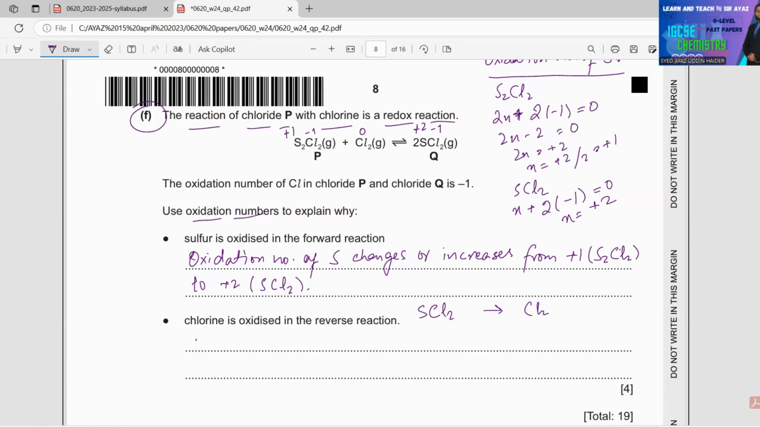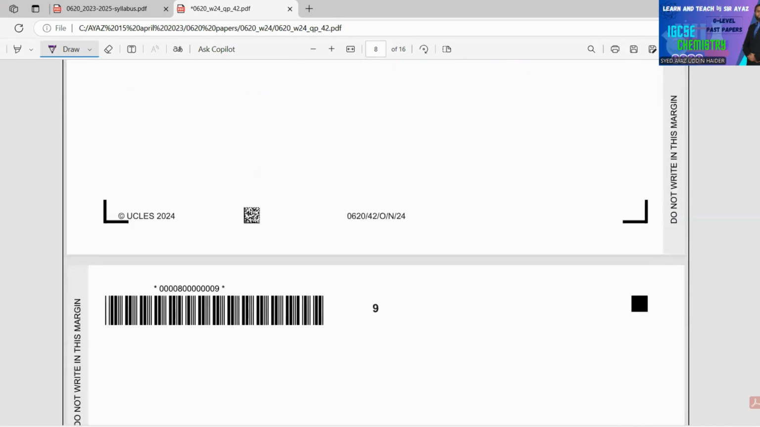So I will write oxidation number of Cl increases from -1, which is in SCl2, to 0, which is in Cl2. Moving to next question.